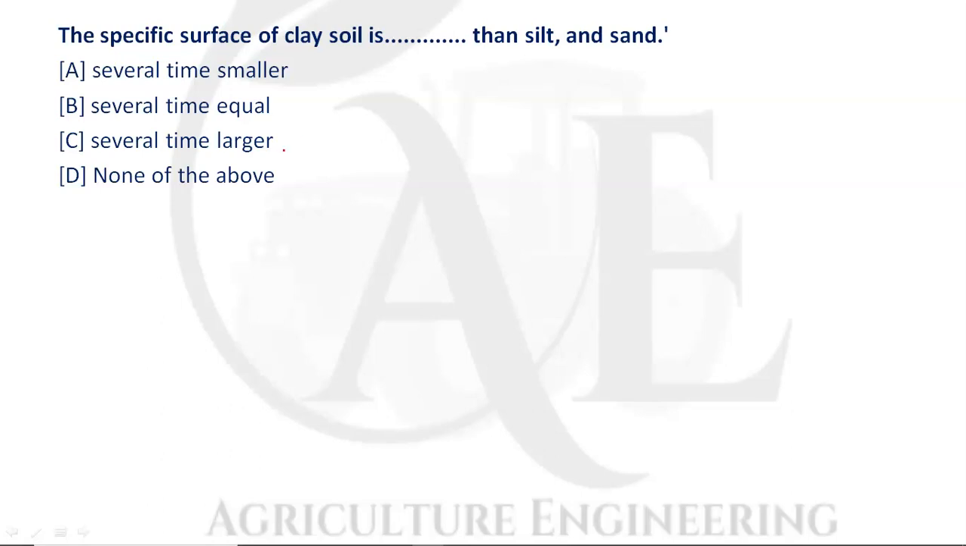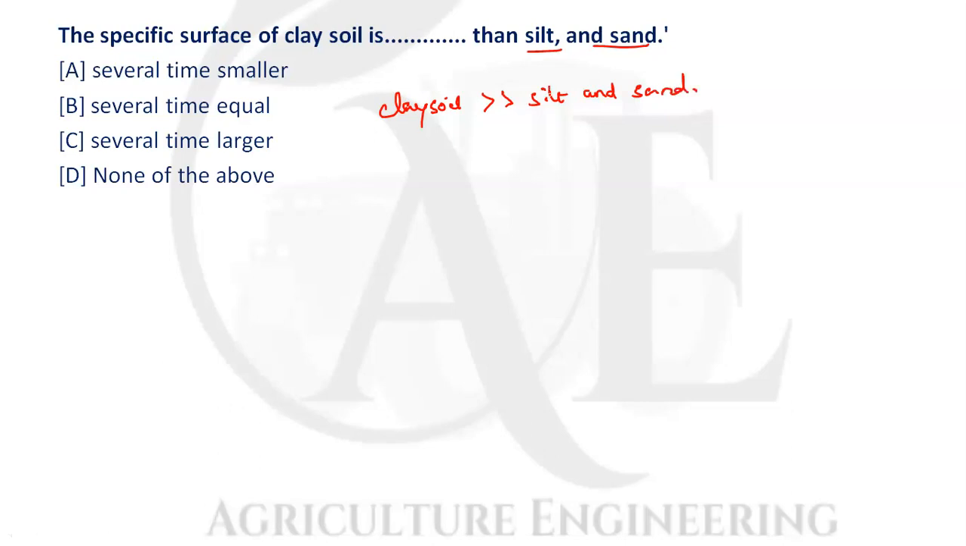Today we are going to discuss the left out topics in the model question of Part 4. First question: the specific surface of clay soil is dash than silt and sand. You want to find whether it is smaller, equal or larger. Actually, the clay soil is several times larger than silt and sand. The specific surface of a clay soil is always larger when compared to silt and sand. So option C is the correct answer, several times larger.